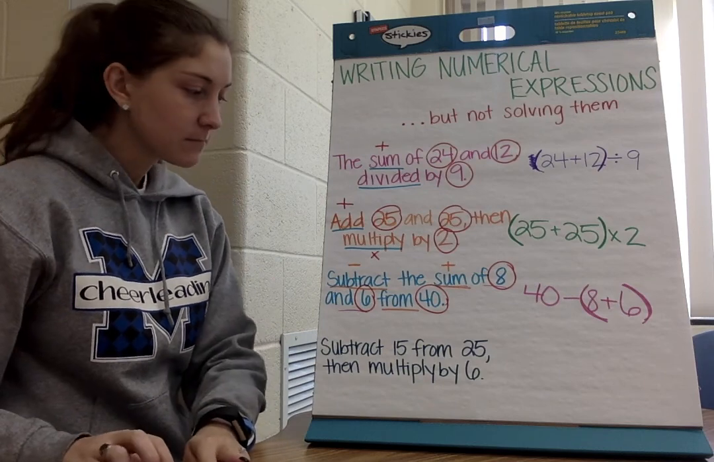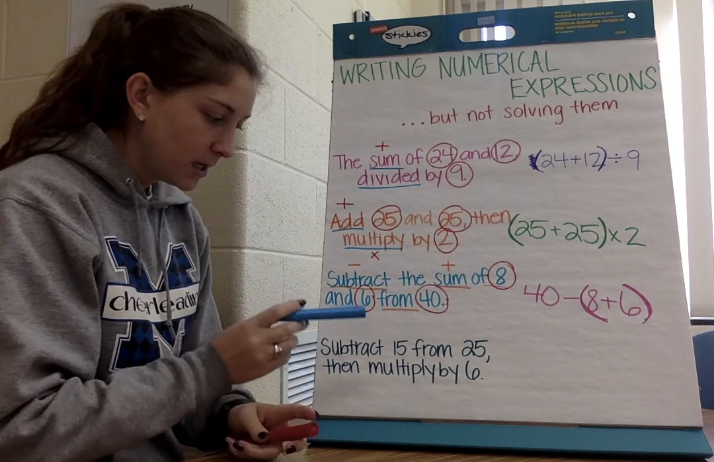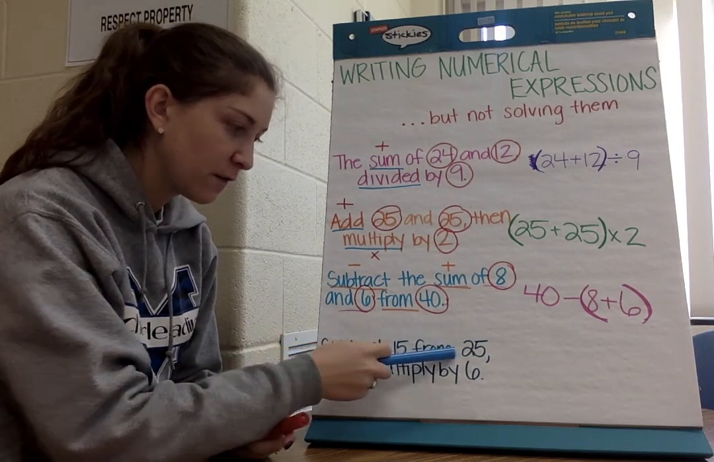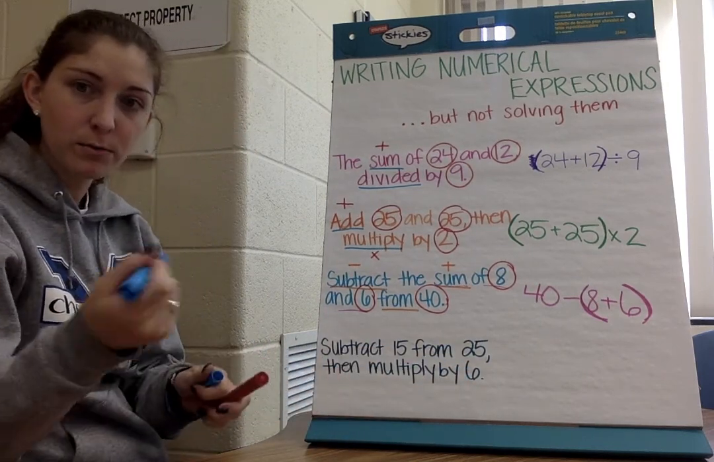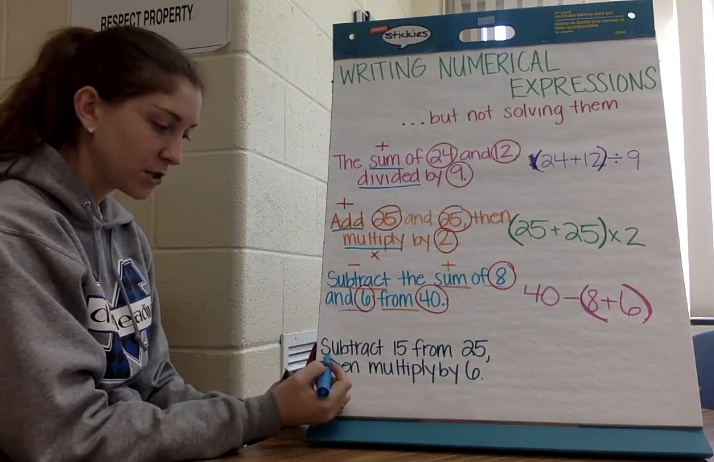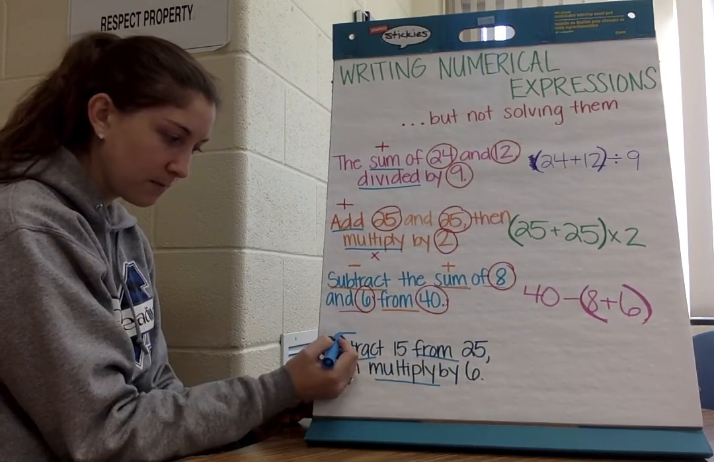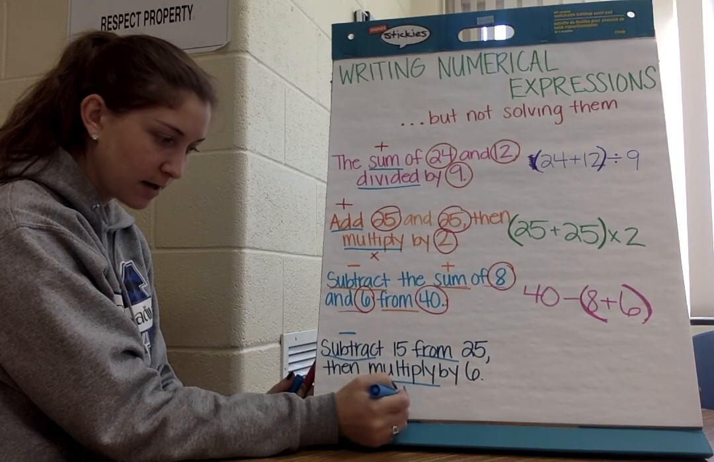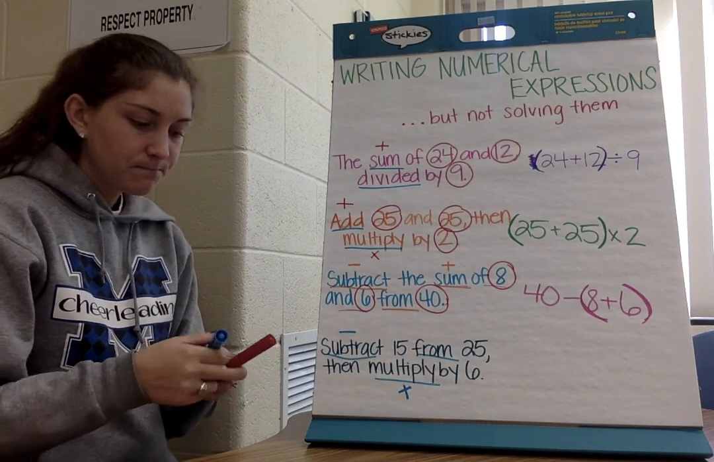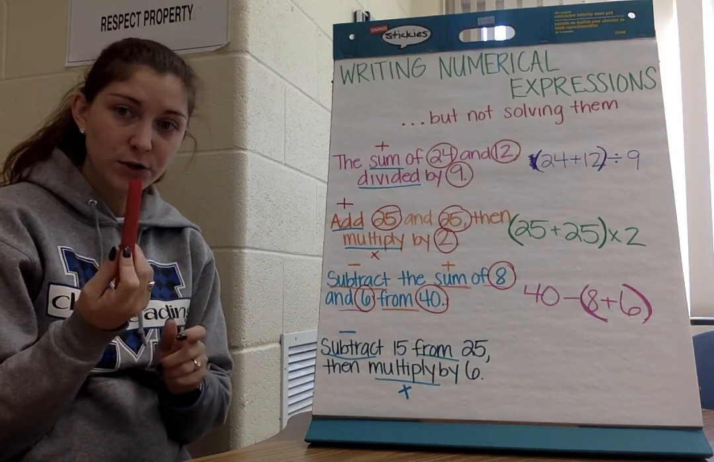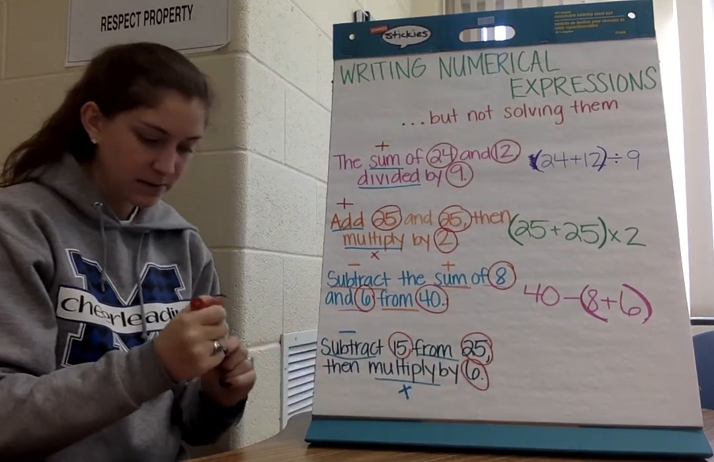Okay? Last equation, I'm going to use my blue and my red again. Subtract 15 from 25, then multiply by 6. So with my blue marker, I'm going to underline my operation words. Subtract, from, and multiply. So subtract, we just know means subtract. Multiply, we know it means to multiply. Okay? Again, I need to circle my numbers in red. So 15, 25, and 6.